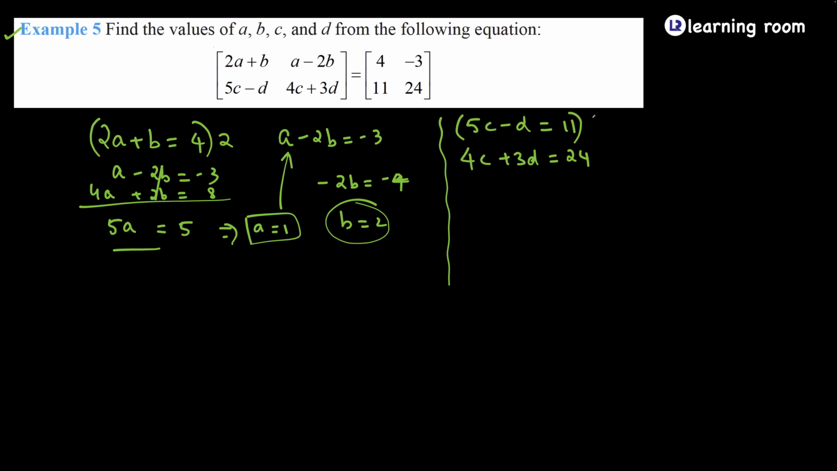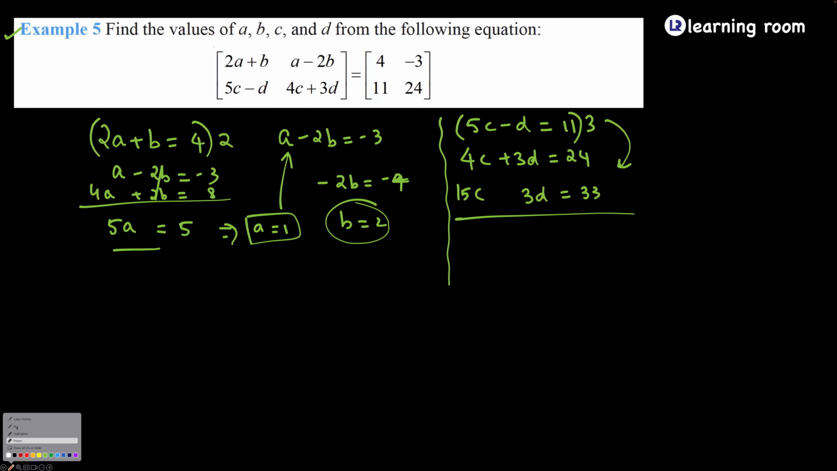So the first equation, I'll multiply it with 3. When I multiply with 3 and write it at the bottom, it is going to be 15c minus 3d is equal to 33. When you add both, 3d and 3d are gone. 15 plus 4 is 19c is equal to 33 plus 24, which is 57. So C is going to be equal to 3.